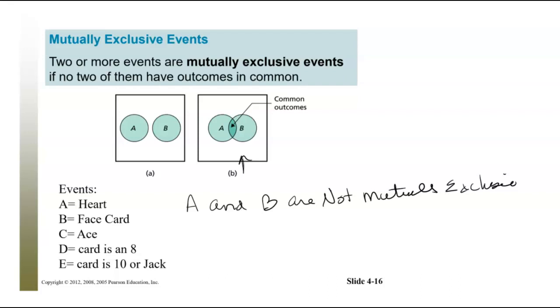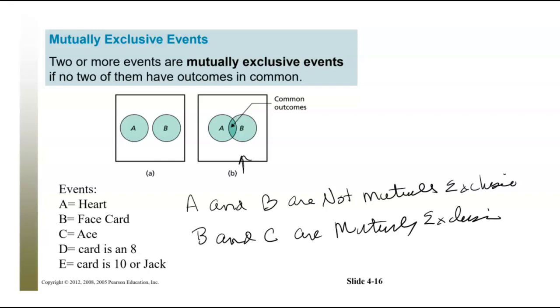How about ace and face card? Remember, a face card is a jack, queen, king. If you do event B and event C, they are mutually exclusive because they don't have anything in common. You cannot pick a card that has both these attributes. Same as C and D, D and E, C and E. These are all mutually exclusive.